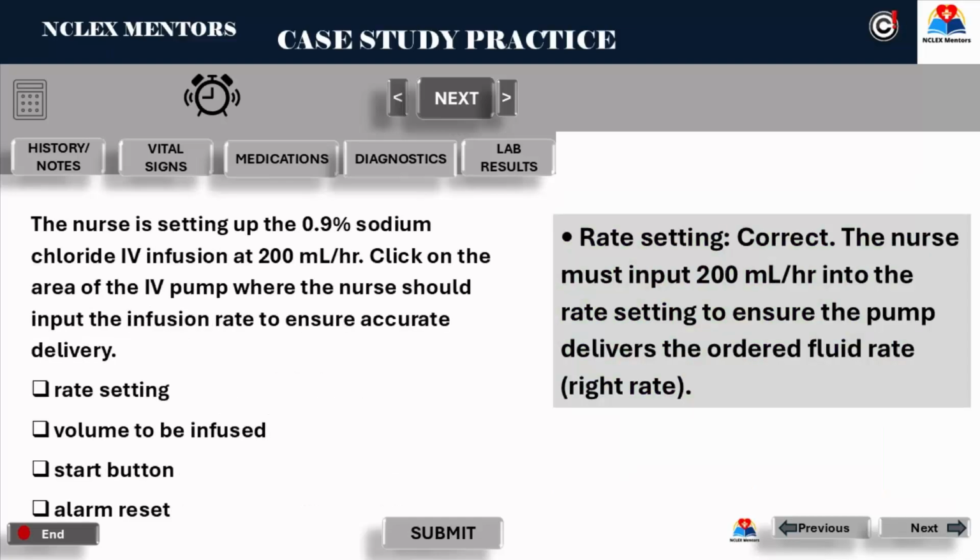Question 5. Tic-Tac spot. You're setting up the IV pump for fluids at 200 milliliters per hour. Where do you input this? Correct: rate setting. Why? We need to program how fast the fluid runs. Volume to infuse tells the pump how much total. Start just begins the process. Alarm reset fixes beeping, not flow. Right rate equals right hydration, right outcome.